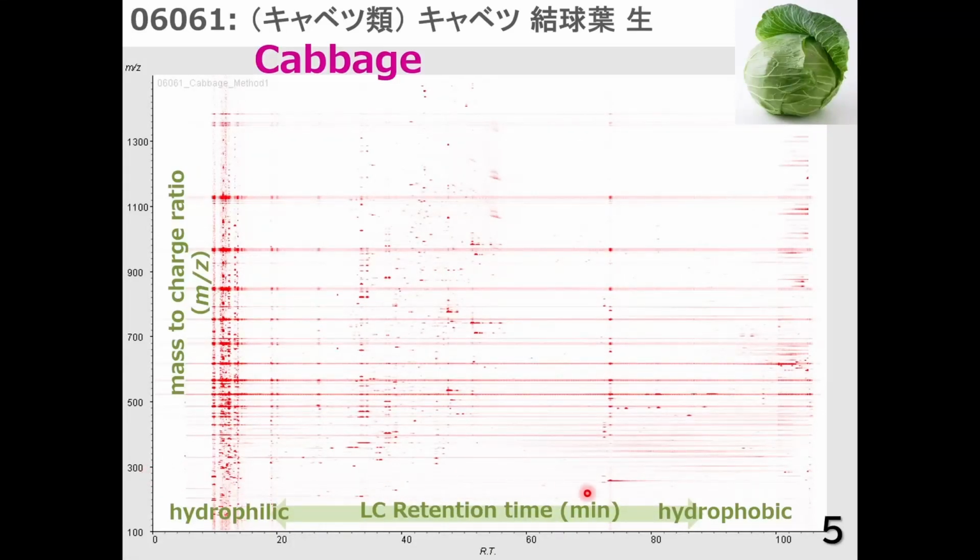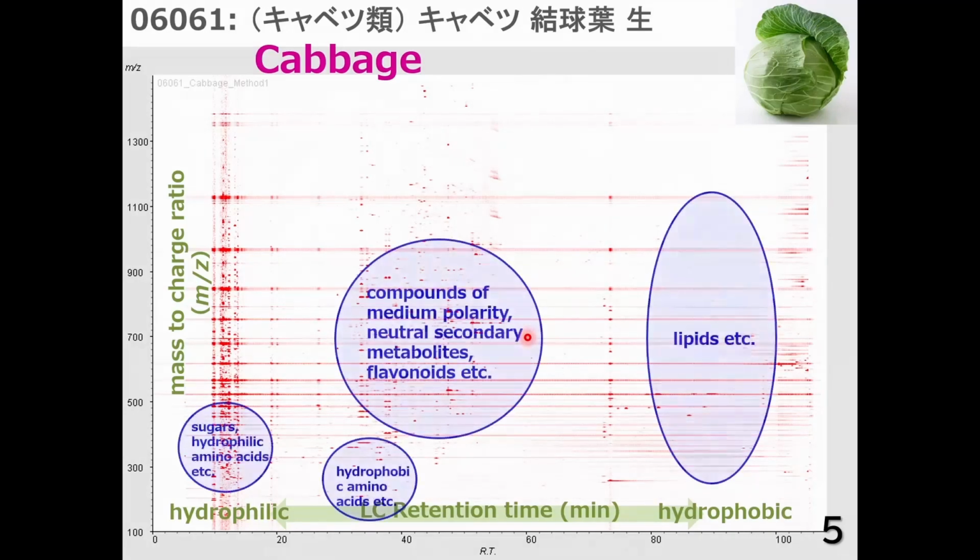X-axis shows the retention time of LC, and hydrophobic compounds are eluted at a later time in this condition. Y-axis shows the mass-to-charge ratio, which corresponds to molecular weight, and the red dots are the compounds. Hydrophilic compounds such as amino acids are eluted earlier, lipids are eluted later, and the many secondary metabolites derived from plants such as flavonoids are eluted in the middle of the chromatogram.